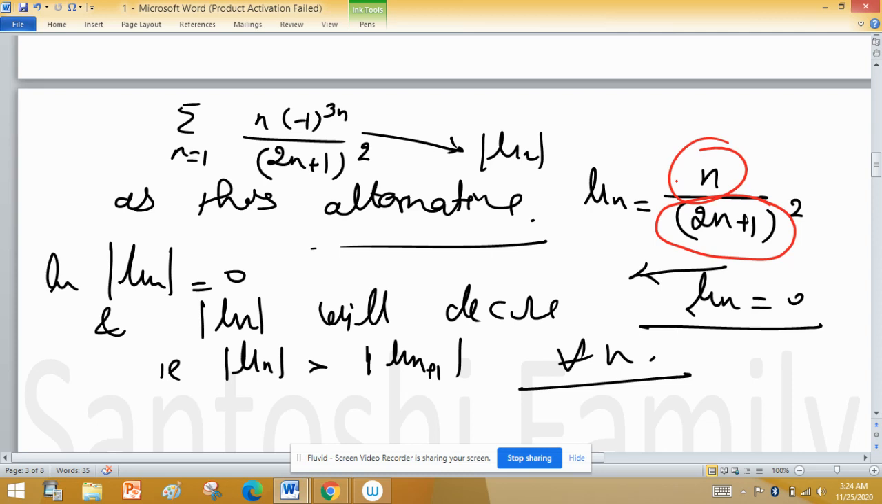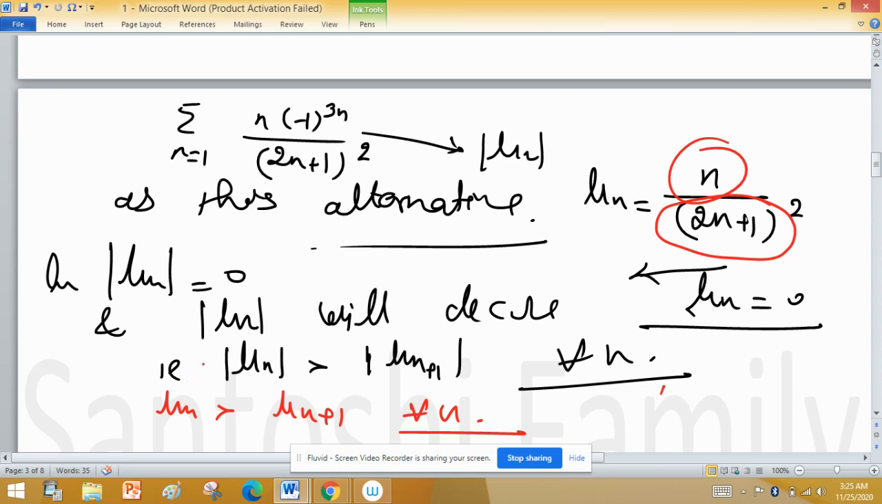The first condition is fulfilled. As I already told you, the denominator is running faster, which means the coming term will decrease, because 2n plus 1 is in the denominator. When we put increasing values of n, the quotient will be less. So un is greater than un plus 1 for all n. Both conditions of the Leibniz test are fulfilled, so this is a convergent series.